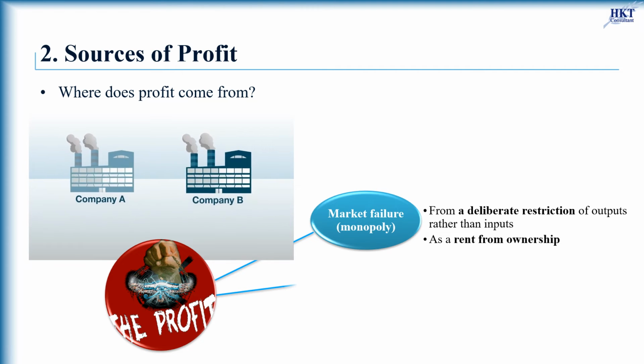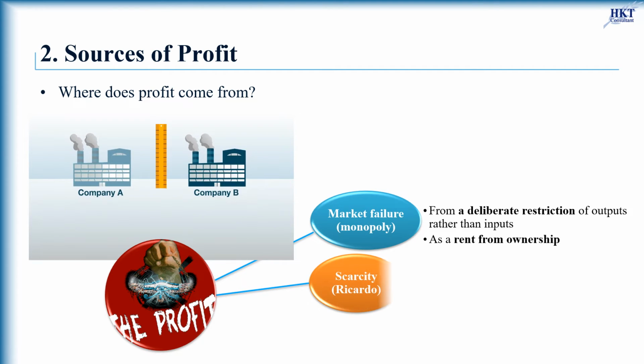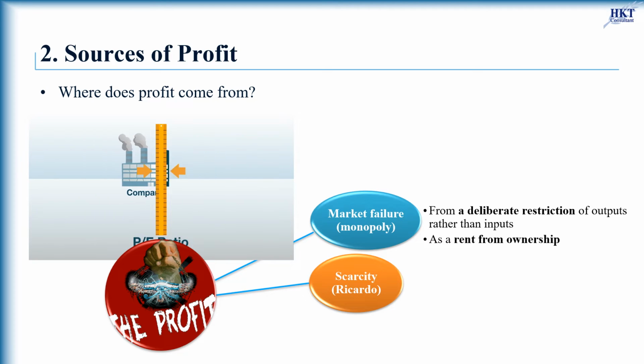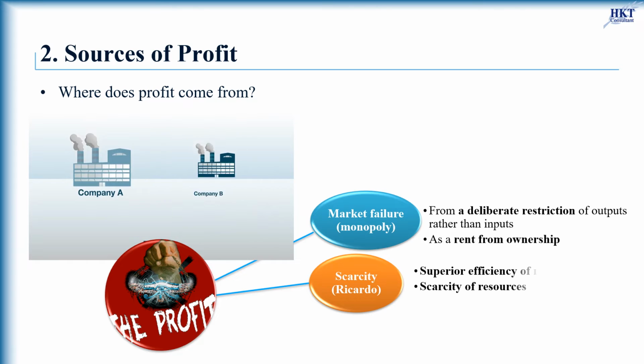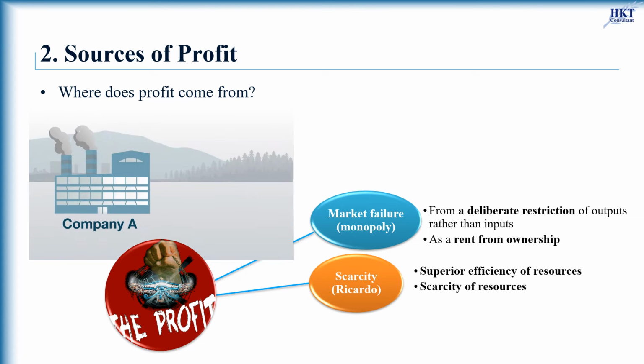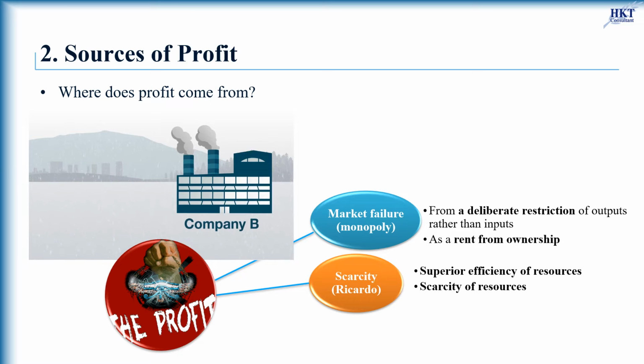Secondly, in Ricardian perspective, profit can be derived from scarcity. Resources of a firm are not always in abundance. Some resources are very limited in comparison to needs in the market. Ricardian rents arise from the superior efficiency of resources involved in the business process, as well as from the scarcity of these resources. Control over scarce resources enables firms to generate profit.